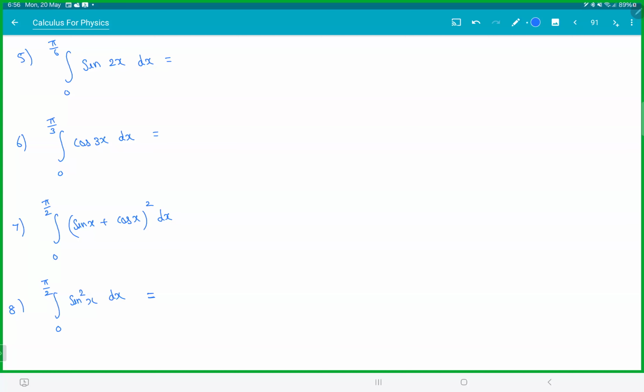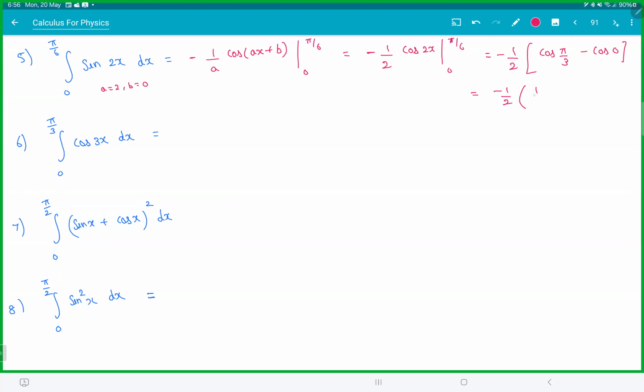Fifth one, see. This formula is sin ax plus b, where a is equal to 2 and b is equal to 0. The formula is 1 by a cos ax plus b. You need to get used to this. So minus 1 by 2, take that minus outside. This will be cos 2 pi by 6, which is cos pi by 3, that is cos 60, minus cos 0. This is minus half. Cos 60 is half and cos 0 is 1. So that is minus half. Minus half times minus half is 1 by 4.